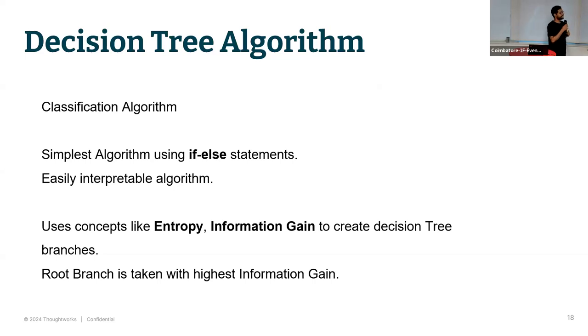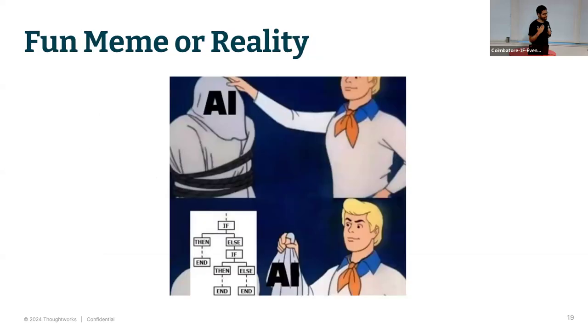Moving on to the next algorithm for the session, called decision tree. This is one of the simplest algorithms, visually interpretable. It's using if-else. It uses concepts like entropy and information gain to create decision trees. Whenever you want to take a root node or any node, we try to take the node with the highest information gain. I'll talk about how that is done. But this is one fun meme that is totally rocking: I built an AI system, you look under it, and it's only if-else conditions. Is this a reality or what do you feel?